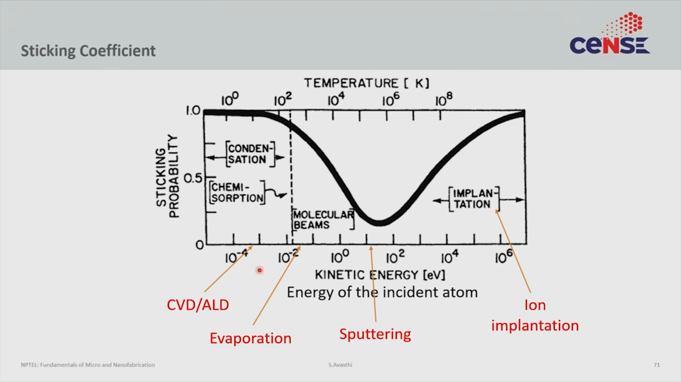We can talk about this whole phenomenon in terms of kinetic energy of the incoming atom or flux. We can also talk about this in terms of an effective temperature. So typically CVD ALD tends to happen at around 100 to 500 Kelvin. So that is what these ranges are.